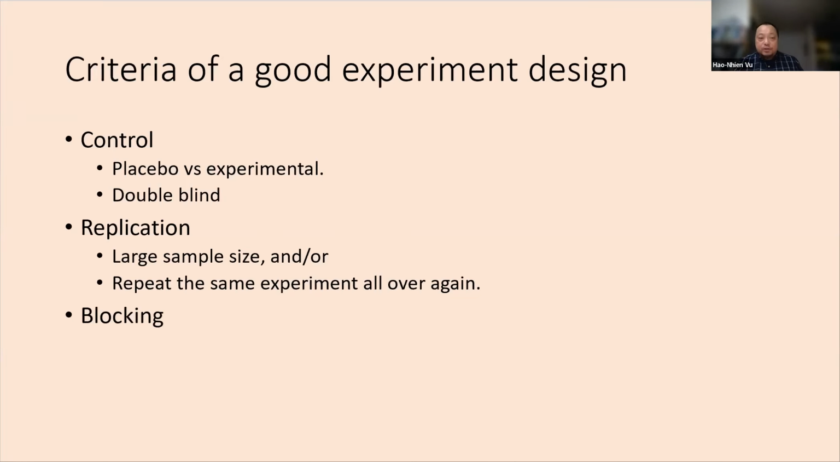Third criterion or third condition is blocking. Make sure you separate out by whatever variables that may affect the results. That way, you won't be confused or misled by the effects of different blocking variables. And number 4 is randomization. The assignments of placebo versus other treatments need to be random.